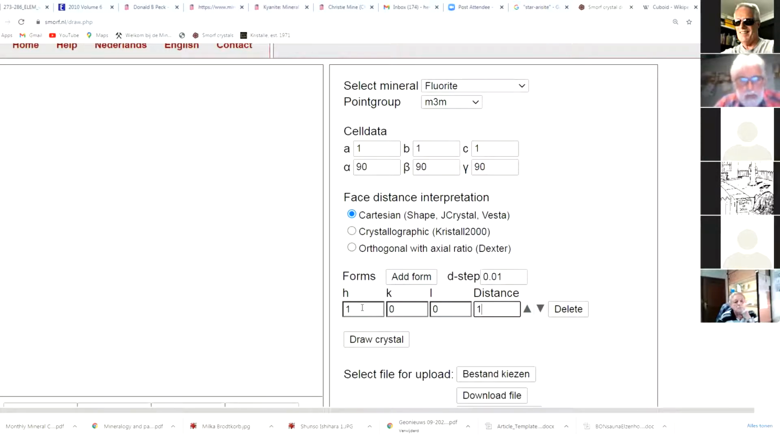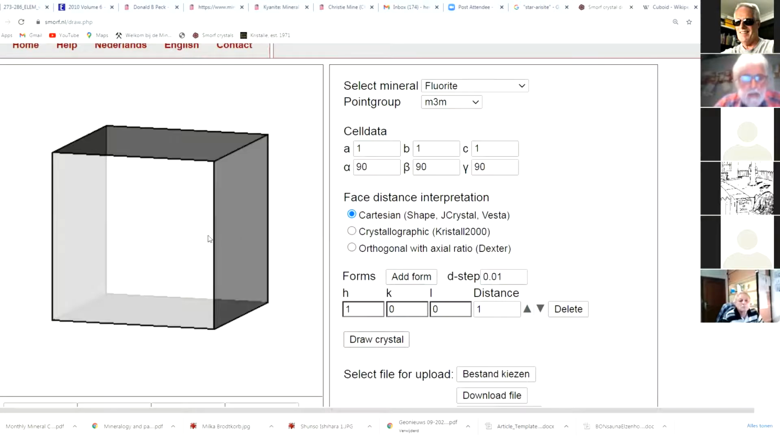So I put in here what is called the Miller indices of one phase, being the 1, 0, 0 phase. And if I click on draw crystal, it actually draws the crystal. So I do get a cube, okay?